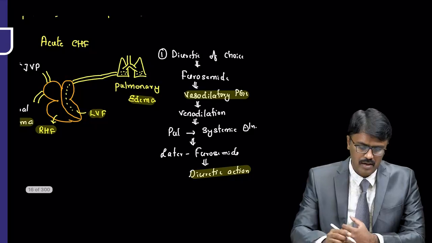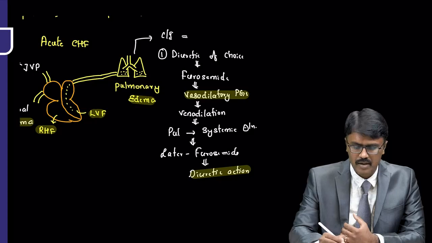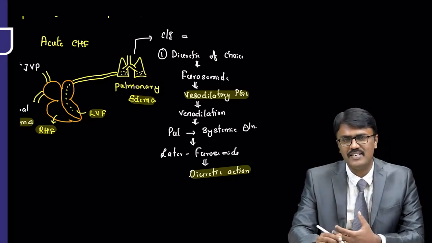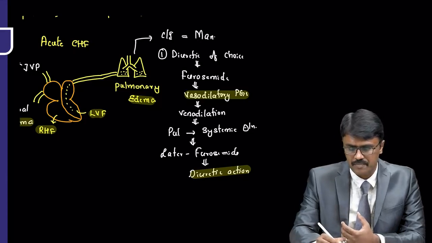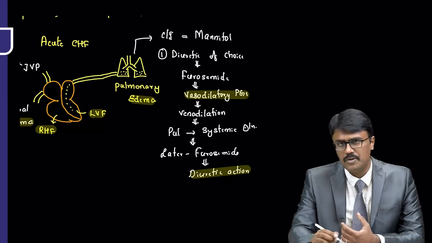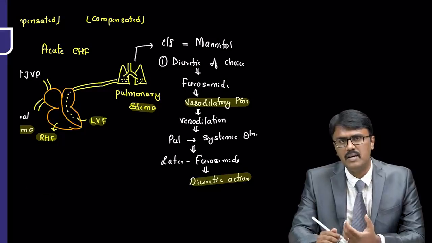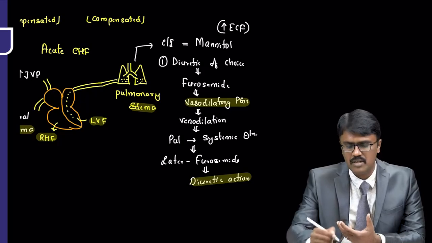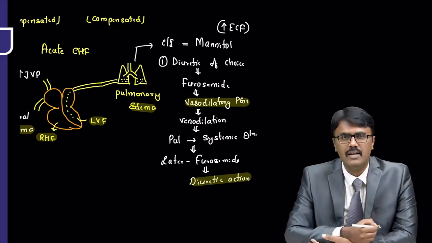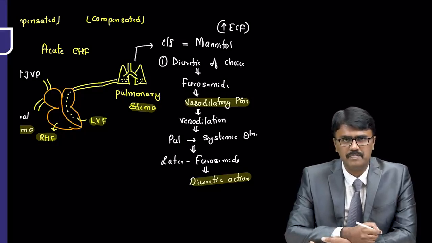Now, what is the diuretic contraindicated in pulmonary edema? In pulmonary edema, which diuretic is contraindicated? What is your guess? Yes, obviously the osmotic diuretic mannitol. Why is mannitol not used? Because in left ventricular failure or pulmonary edema, the heart is already failing and mannitol increases ECF. So when you increase ECF, that is blood volume, the workload on the heart increases and the heart will fail further, worsening the pulmonary edema.